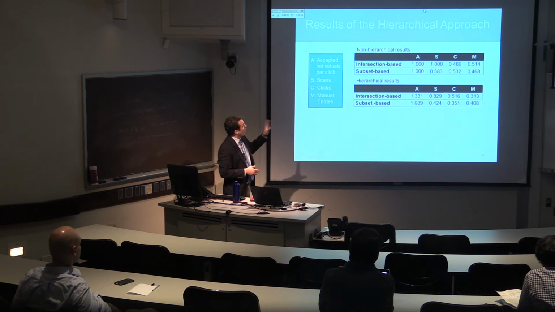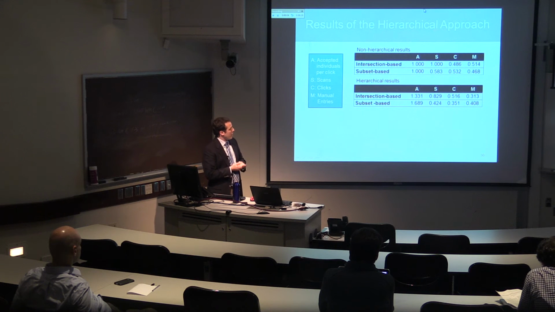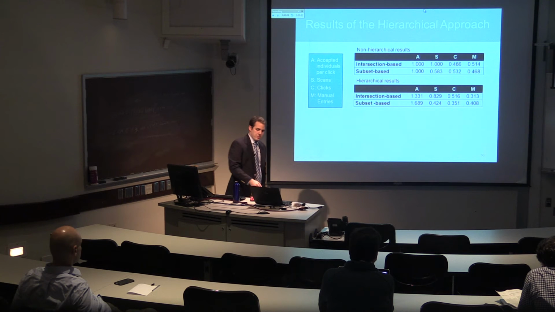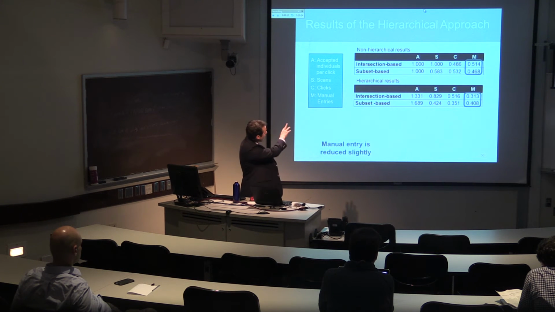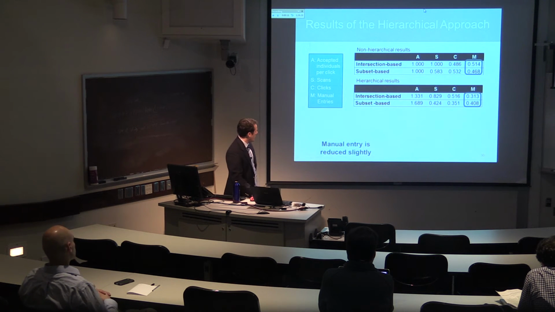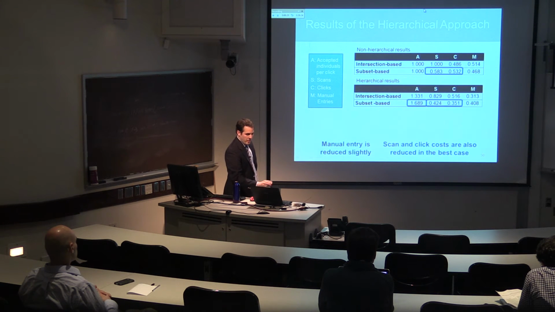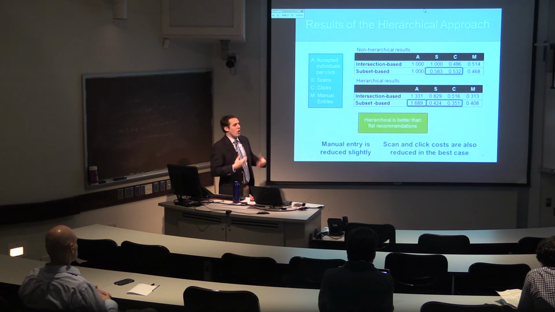So we then compared non-hierarchical results and hierarchical results in terms of our new A, S, C, and M metrics. And again, because they're not dependent on subset-based or intersection-based, we can feed both types of lists into these hierarchical approaches. We see that manual entry is slightly reduced, but scan and click costs are also reduced, in the best case even more so. So based on the fact that all metrics were reduced, we judged hierarchical to be better.